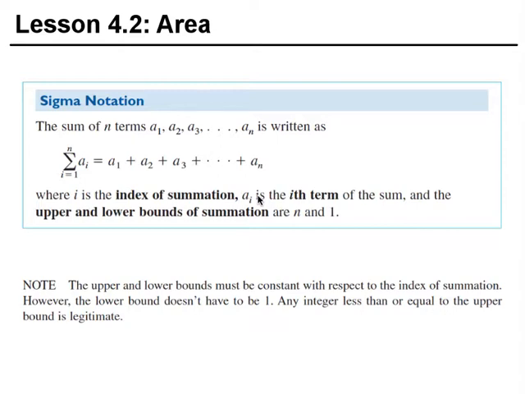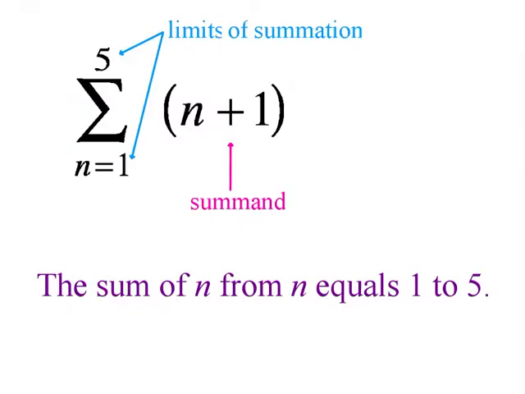One of the things I want you to notice right here is that the upper and lower bounds must be constant with respect to the index of summation. However, the lower bound doesn't always have to be 1. Any integer less than or equal to the upper bound is legitimate. So you could start at 3, at 5, at 10. It doesn't have to be 1 at the bottom. And this is a little better view of what sigma notation looks like.